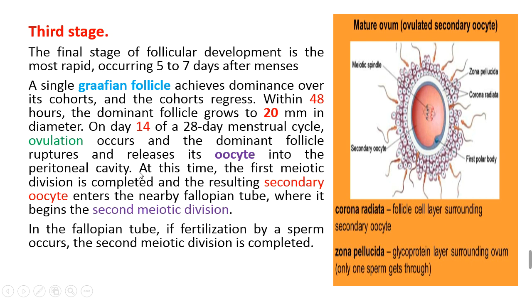into the peritoneal cavity. At this time, the first meiotic division is completed and the resulting secondary oocyte enters the nearby fallopian tube, where it begins the second meiotic division. You have to remember that the second meiotic division will occur when the secondary oocyte enters the nearby fallopian tube. In the fallopian tube, if fertilization by the sperm occurs, the second meiotic division is completed.